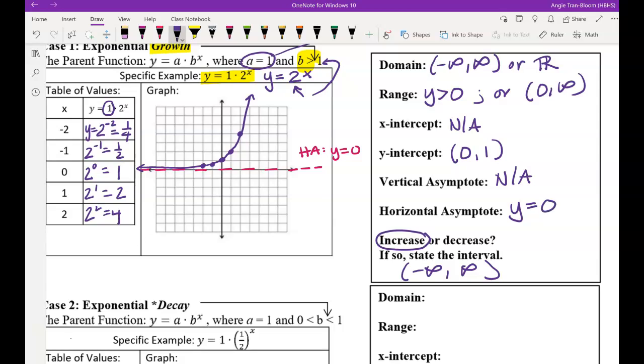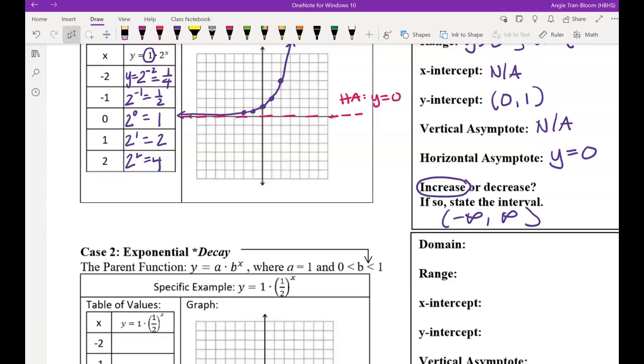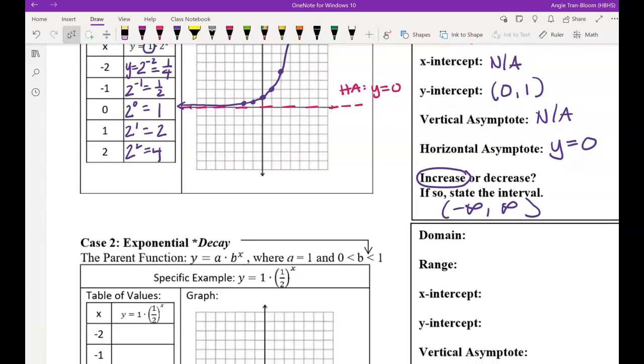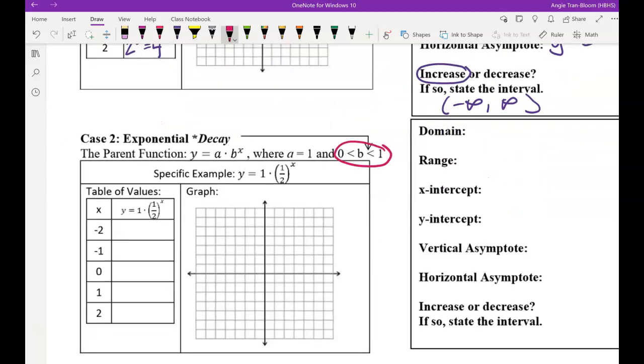Now, case number 2, we are going to deal with a decay graph. A decay graph is going to have a base in between 0 and 1. So that's going to give us this one, y equals 1 times 1/2 to the x power. But guys, 1 times anything is itself. So another way to write this is y equals 1/2 to the power of x, just like that.